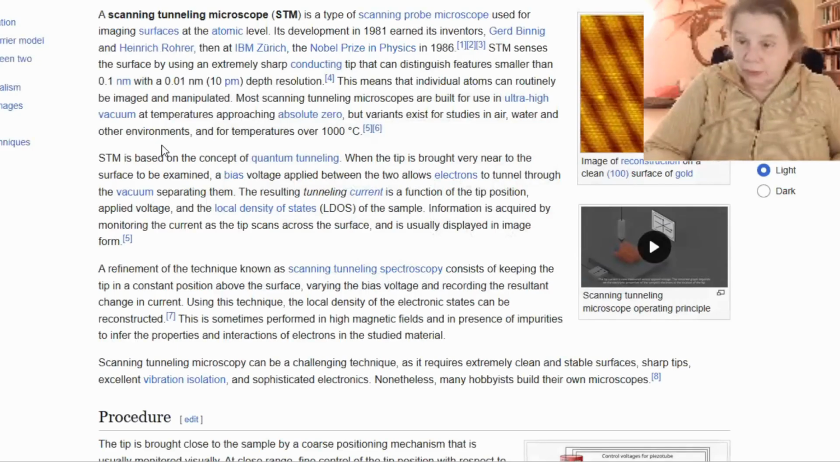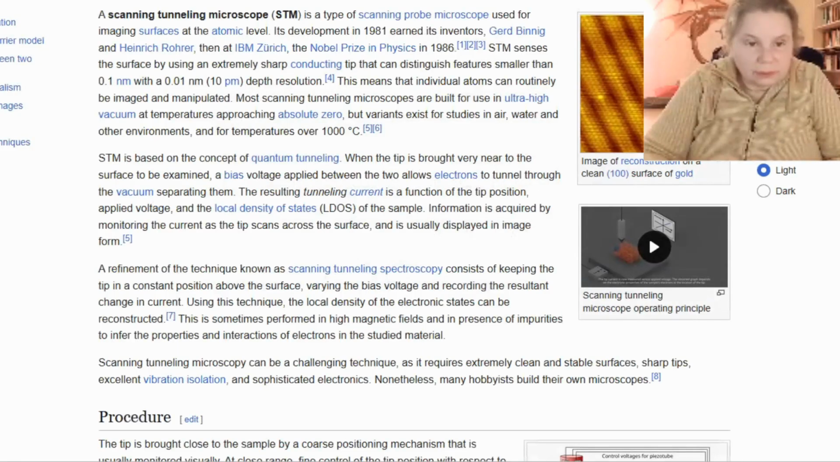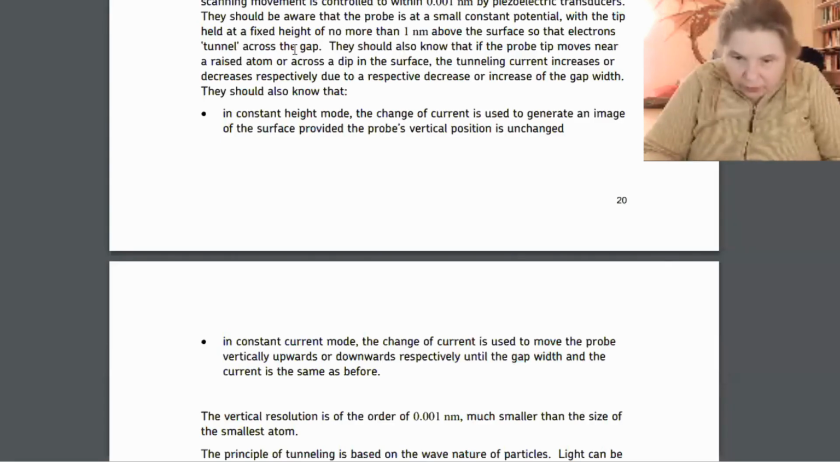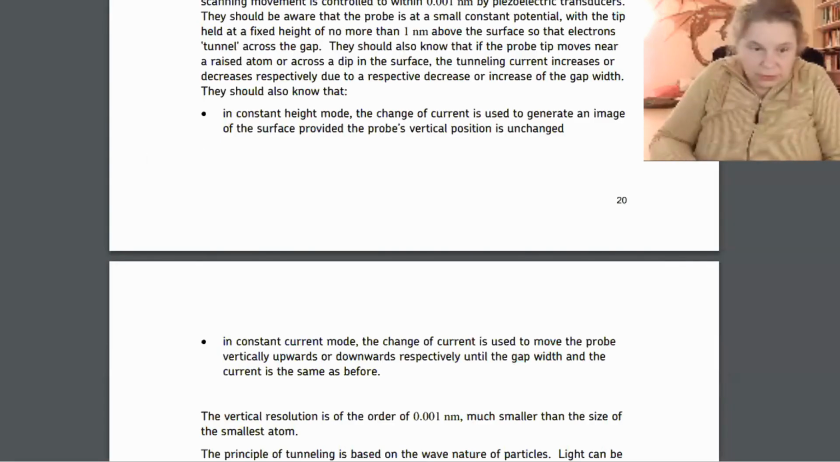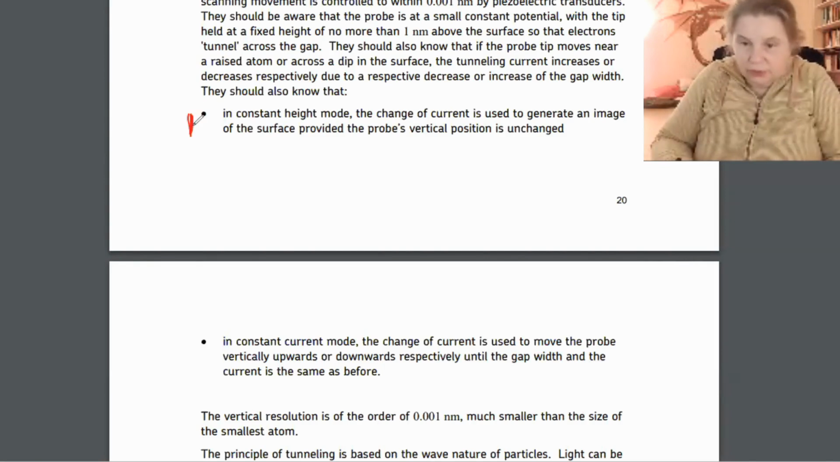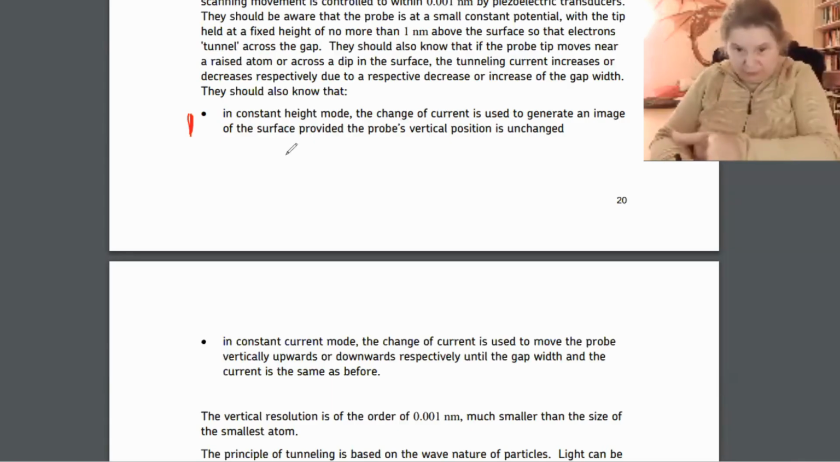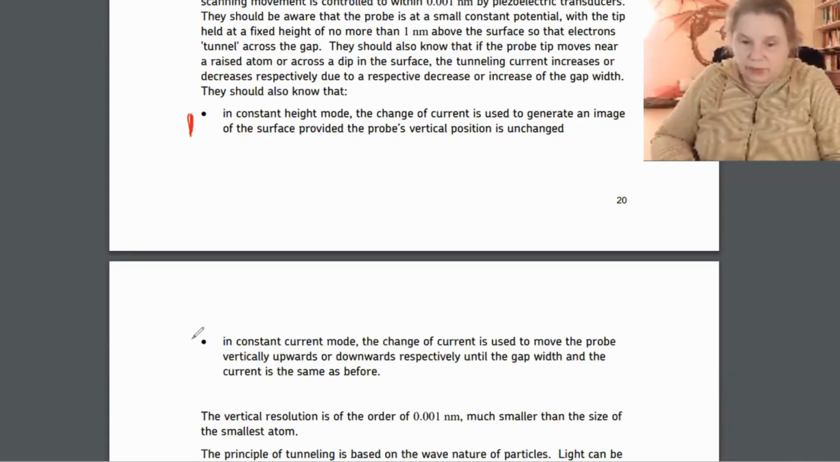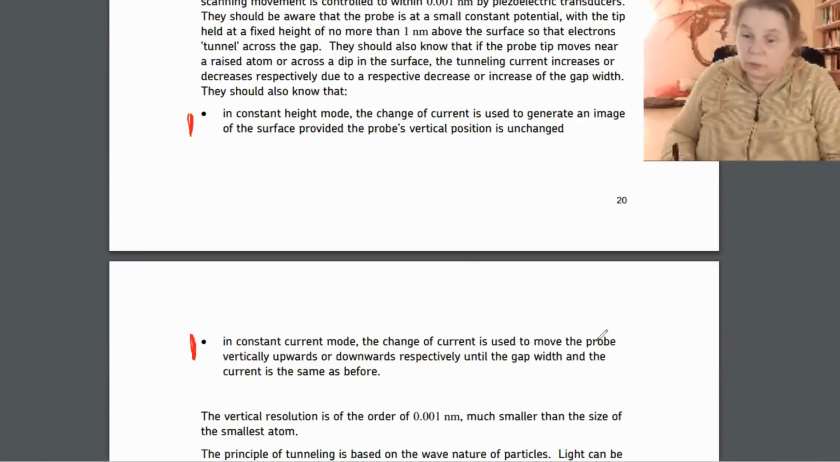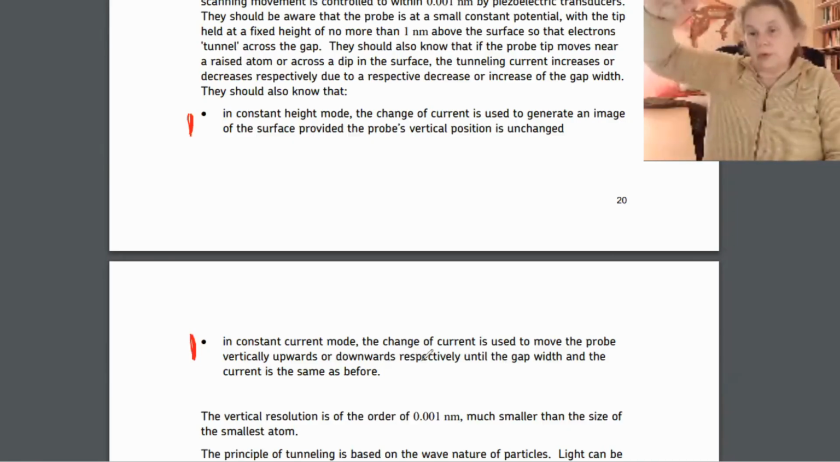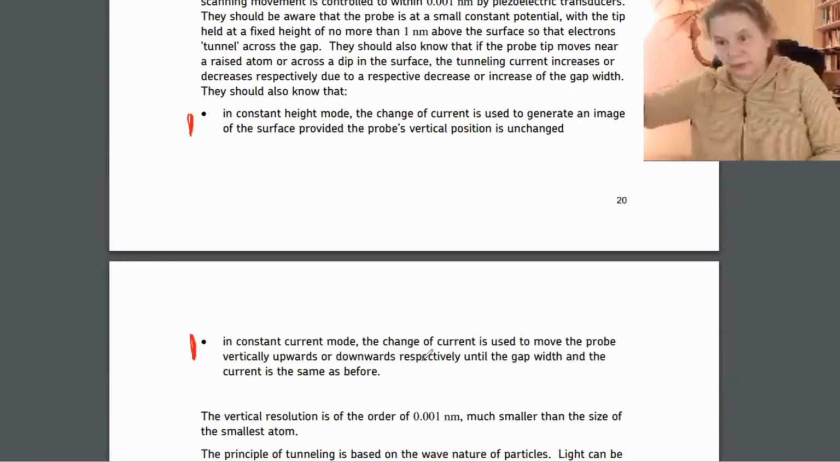And there are two modes. Let me go back to this one. One is the constant height mode, where the changing current is used to generate an image. That was the first bit of that video. And then there's a second mode, which is constant current mode. The change of the current is used to move the probe vertically upwards or downwards, respectively, until the gap width and the current is the same as before. So you can profile the surface atom by atom.